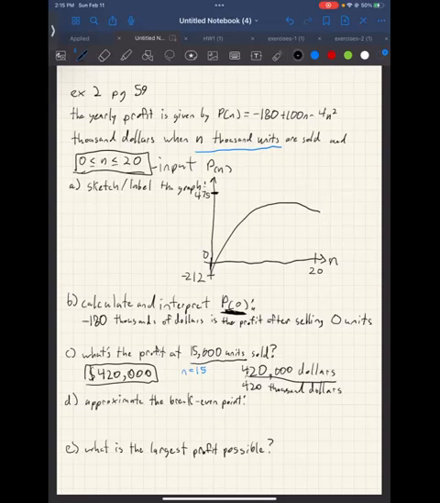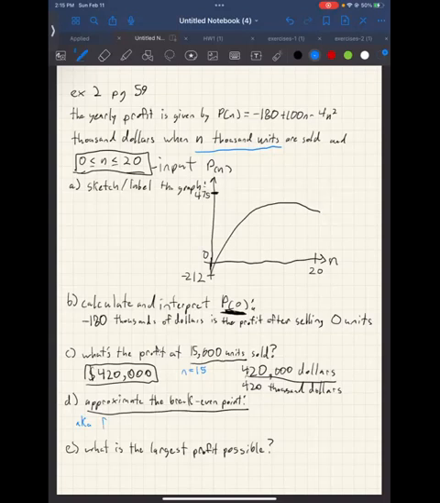Okay, so now this question says approximate the break-even point. Well, let's think about what the break-even point is in terms of the function that it gave us here. It's giving us a function for profit. The break-even point is where we're not making any profit. It is the point where our profit is exactly 0, when revenue matches the total cost. Well, that's just when profit equals 0.